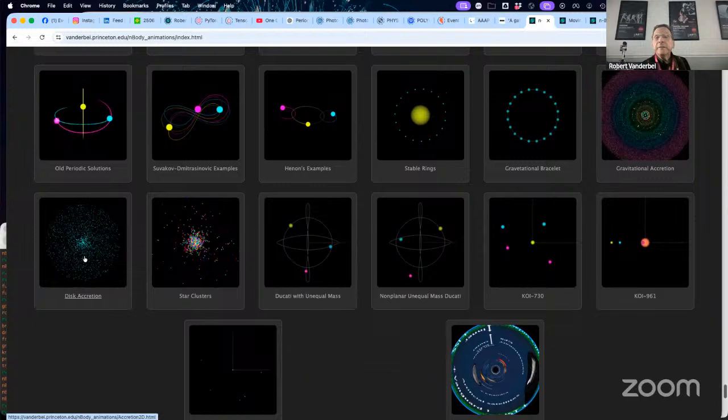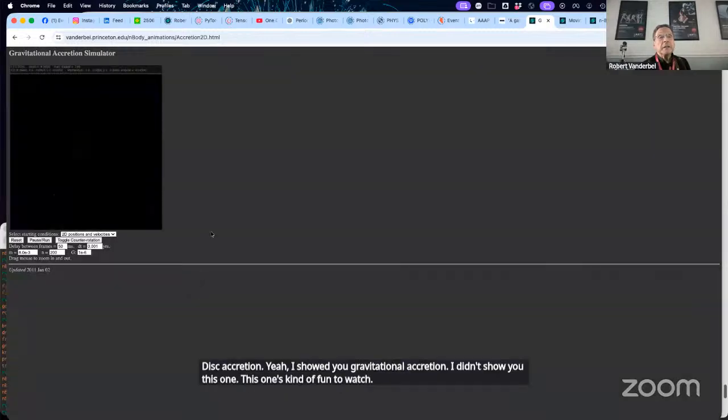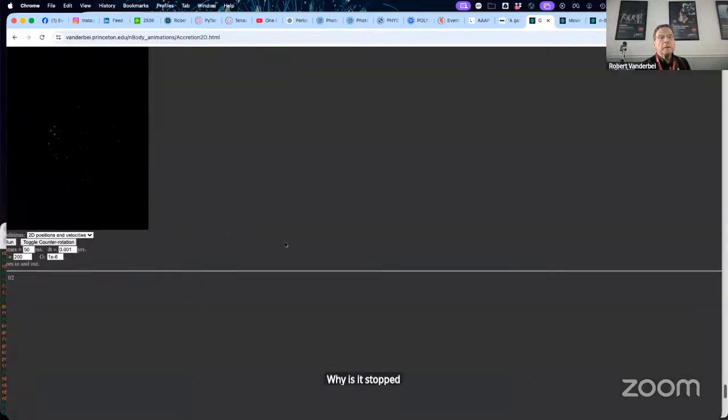But I want to go back to here and click on disk accretion. Yeah, I showed you gravitational accretion. I didn't show you this one. This one's kind of fun to watch. But why is it so small?